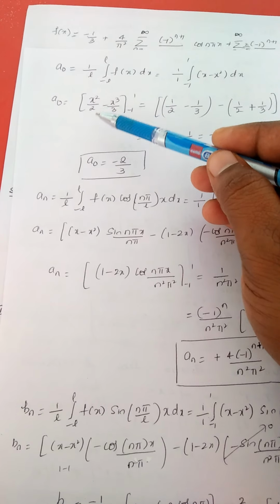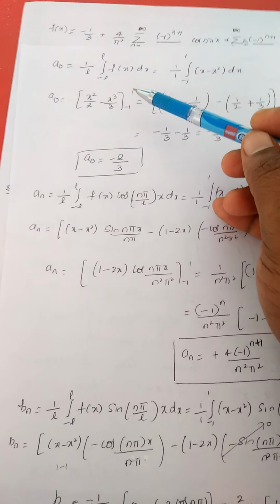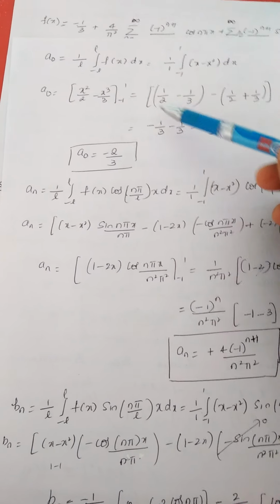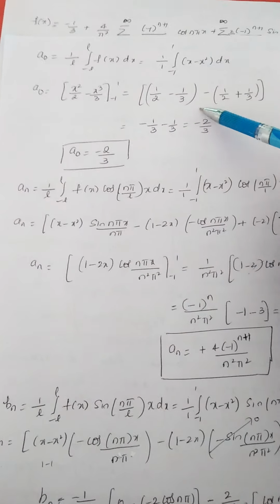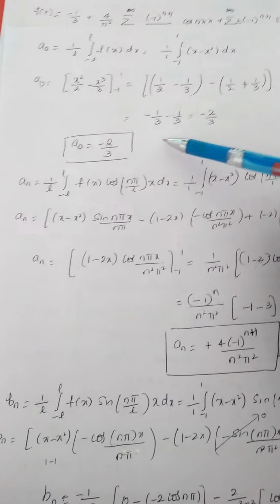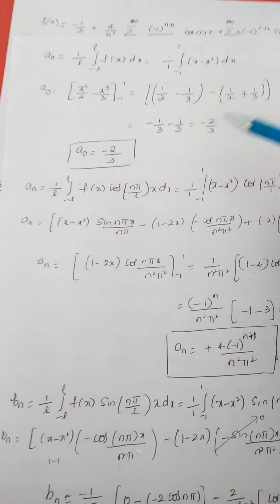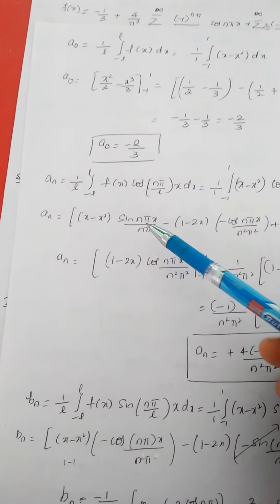Integration of x is x square by 2 minus x cube by 3, from minus 1 to 1. For the upper limit we get this. For the lower limit, minus the lower limit is this. Then if you evaluate, we get minus 2 by 3. So a0 is minus 2 by 3.